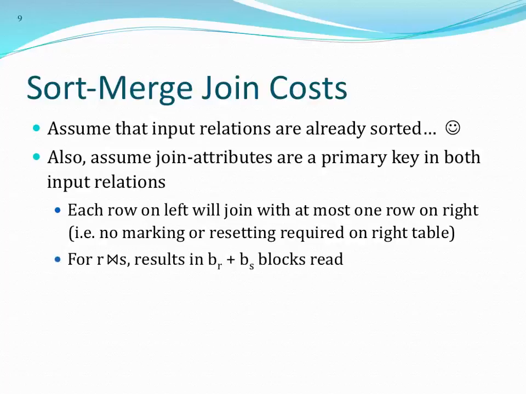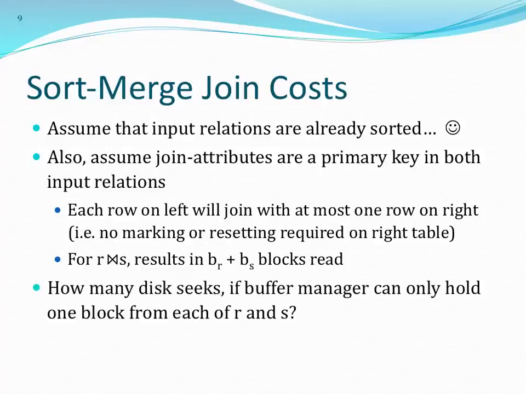And so like it says here, for R join S, the result of evaluating that will be that you read all of R and then all of S once. So BR plus BS, that's how many blocks you're going to have to read. Now, how many large disk seeks are you going to have? Okay, we're not talking about just all disk seeks, because obviously that's probably a fixed number if you look at the size of R and S, because you have to traverse every sector. But how many large disk seeks are we going to have? If we can only hold one block of each of R and S.